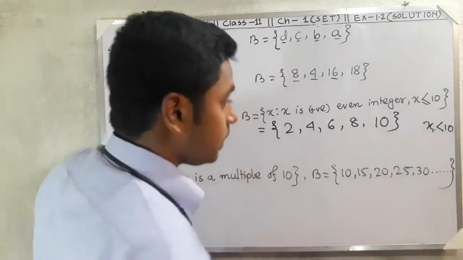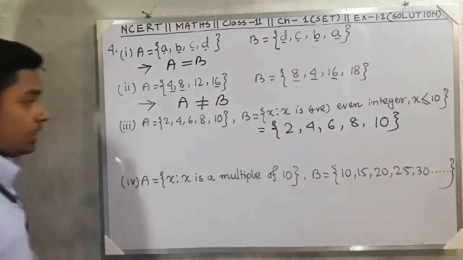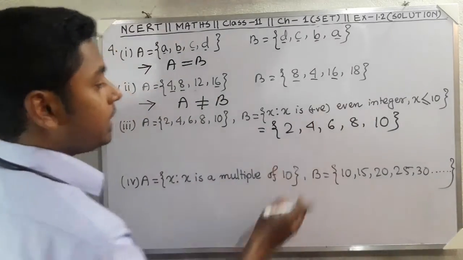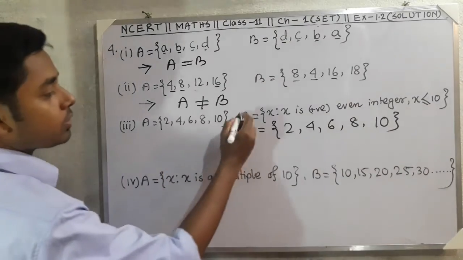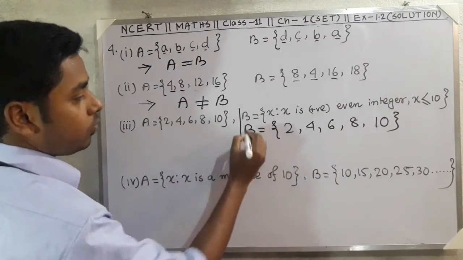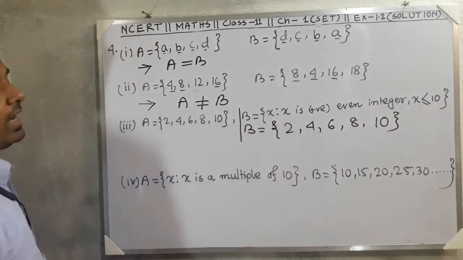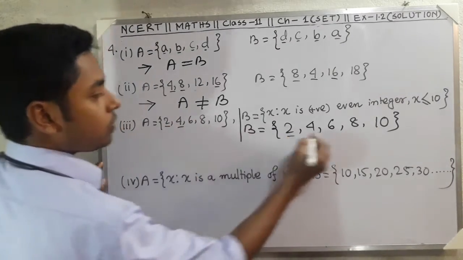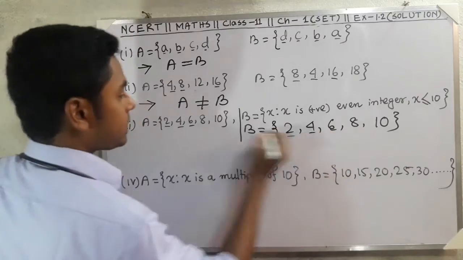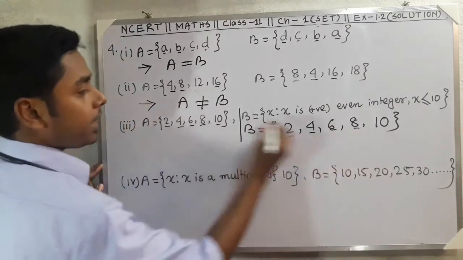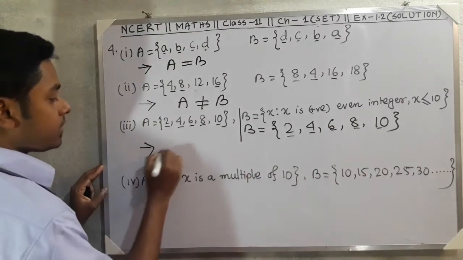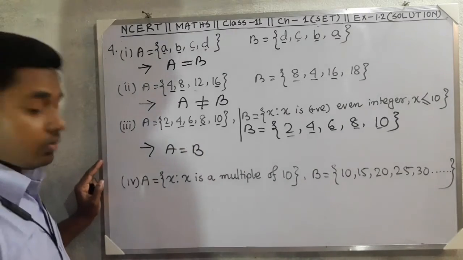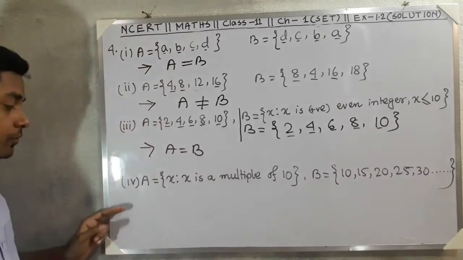So now the last question. Oh no, not completed yet. Now we have made the set B. Now we have to check the elements of both sets. So 2 and 2, 4 and 4, 6 and 6, 8 and 8, 10 and 10. So these are equal sets.